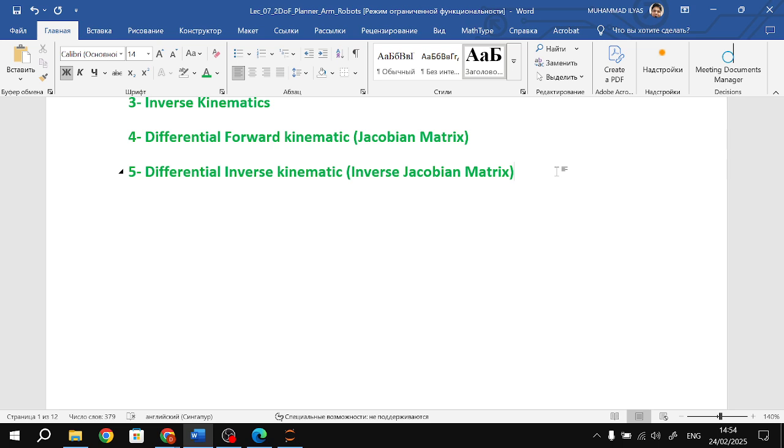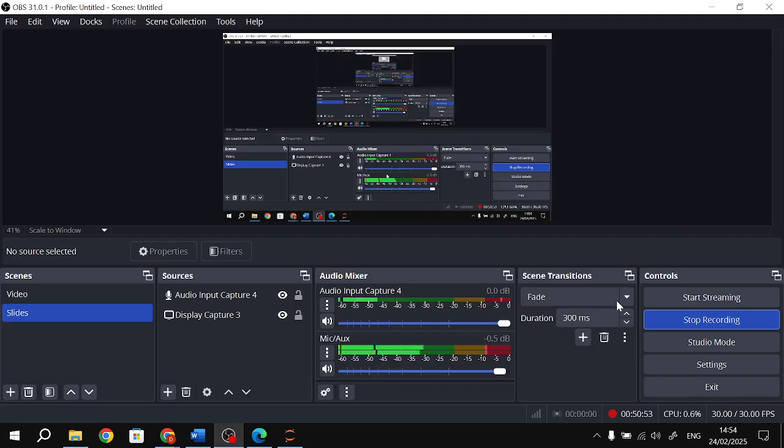Next time we'll have the midterm, not in this room because this room is very small. So we'll go to a bigger room. Let me stop the recording.